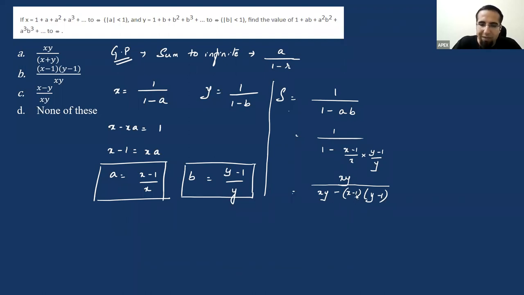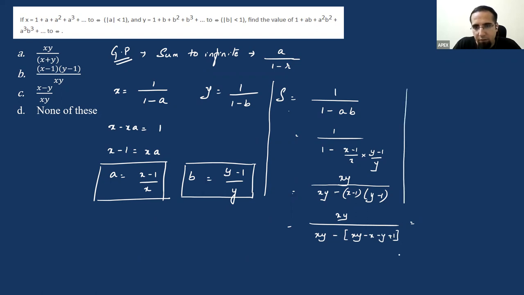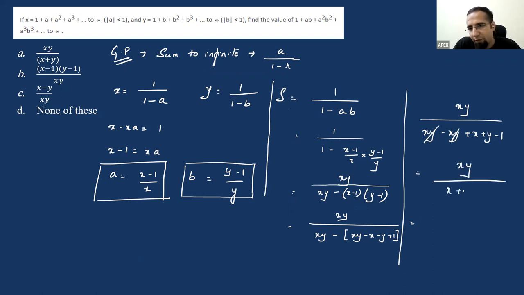I can also multiply these terms now. If I want to multiply these terms, this becomes xy divided by this is xy. I keep a minus common. This becomes xy minus x minus y plus 1. So if I simplify, then what do we get finally here? We get xy divided by, you have xy minus xy plus x plus y minus 1. xy, xy gets cancelled. So eventually we have xy divided by x plus y minus 1.